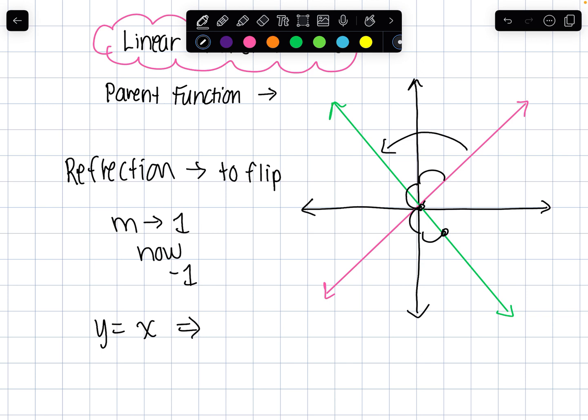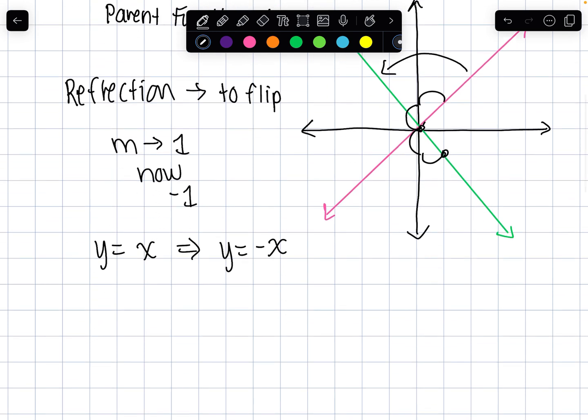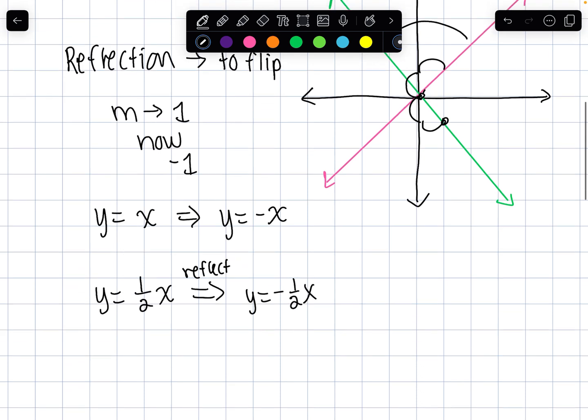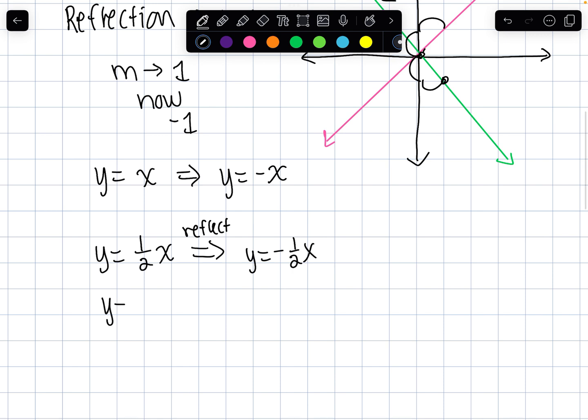So instead of it going uphill, up 1 over 1, now we're going downhill. So if we started with the line y equals 1/2 x instead of the parent function, and we reflected it, now the line would be y equals -1/2 x. If we started with a negative slope, like y equals -2x, now it would be y equals +2x.